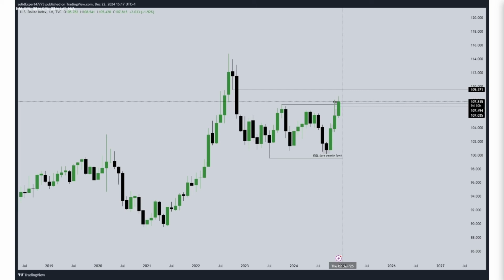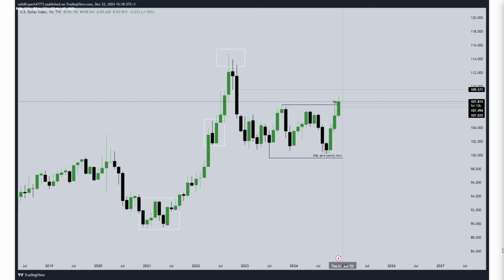And the IPTA alignment is at 109.571, which we will later talk about. But you can also notice that we have equal lows in terms of the previous yearly low and the previous original consolidation low, in which we will talk about the smaller market maker sell model later. Looking at this, you could also see a higher time frame market maker sell model.